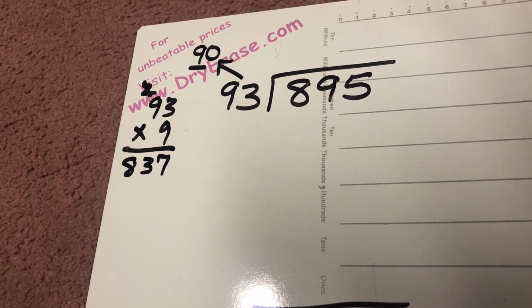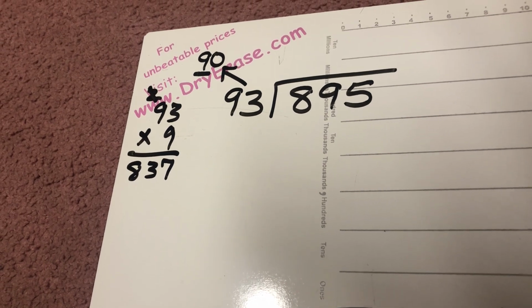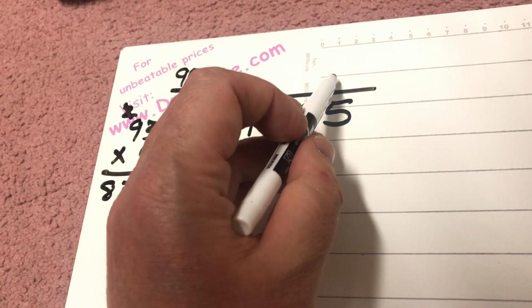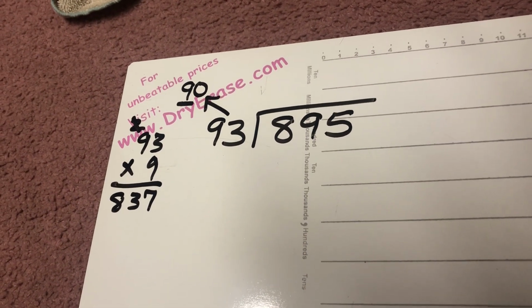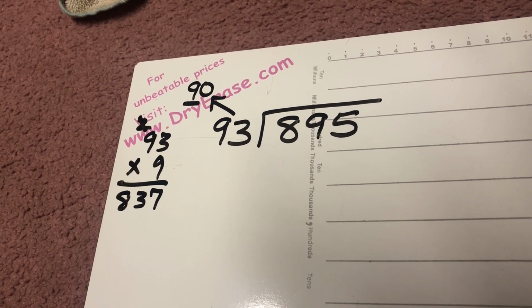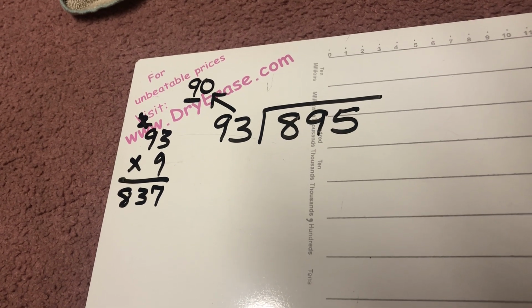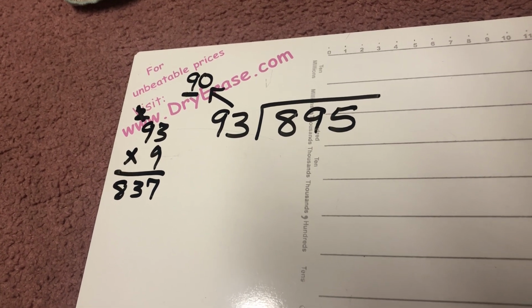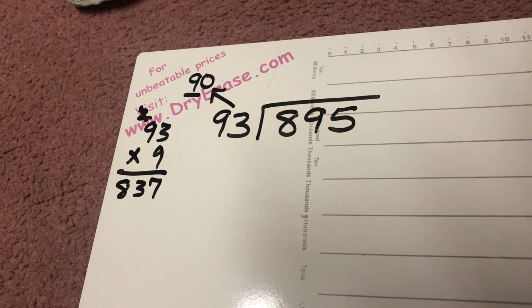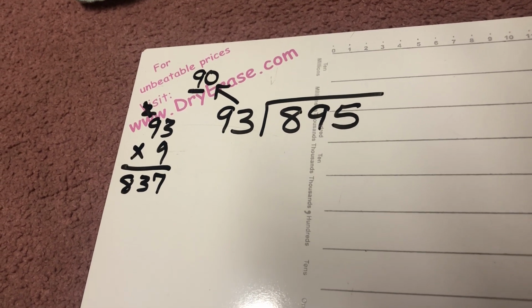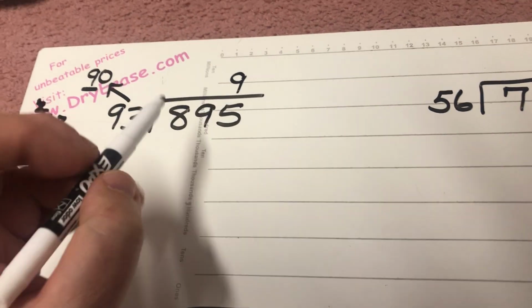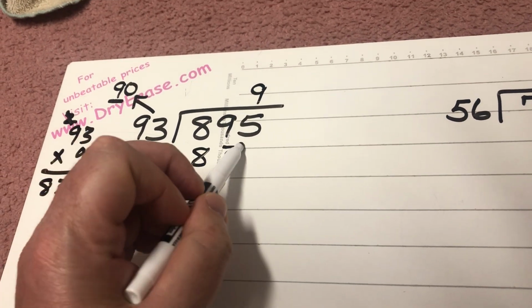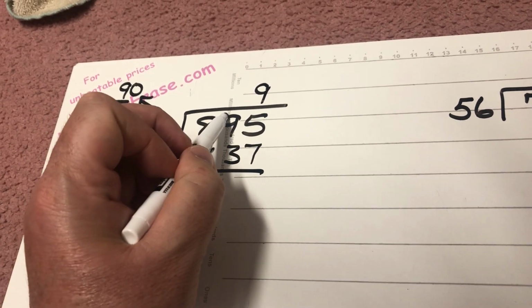Now I have to make a decision as to whether or not I want to put a 9 up here and 837 down here. And I'm going to say I do, because I can't get any bigger than 9. Plus, if I did 93 times 10, 93 times 1 is 93. Add the 0, 930. That's too big. So I'm going to go ahead with 9, 837.